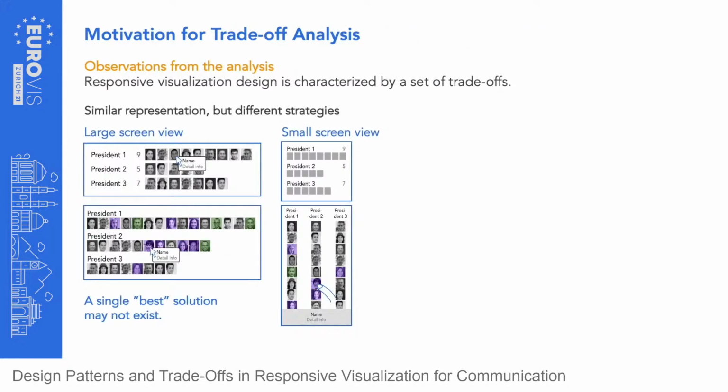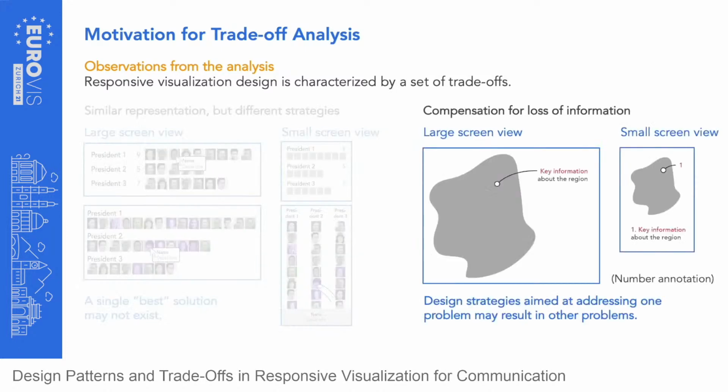Several observations from our design pattern analysis suggest that responsive visualization design is characterized by a set of trade-offs. We often observed different sets of authors using different strategies for those with similar representations, as we saw in the example cases. This suggests that there may not be a single best solution. In addition, some authors introduced new revisions to a small screen view to compensate loss of information, like using toggles and numberings. This implies that design strategies for one problem may result in other problems.